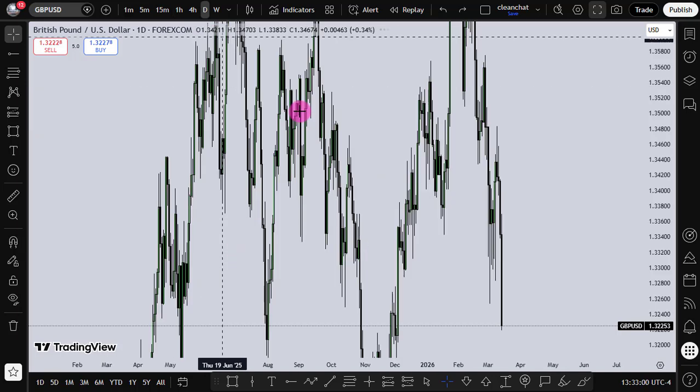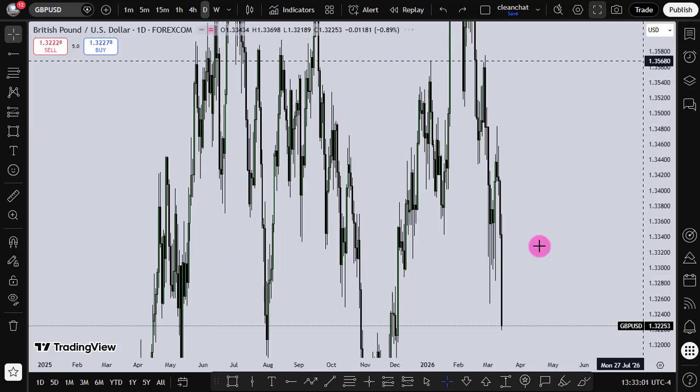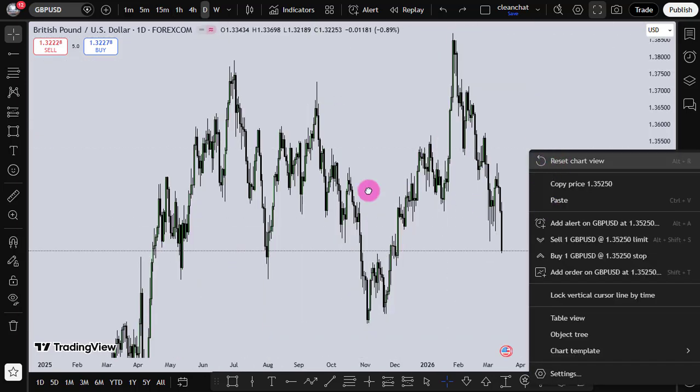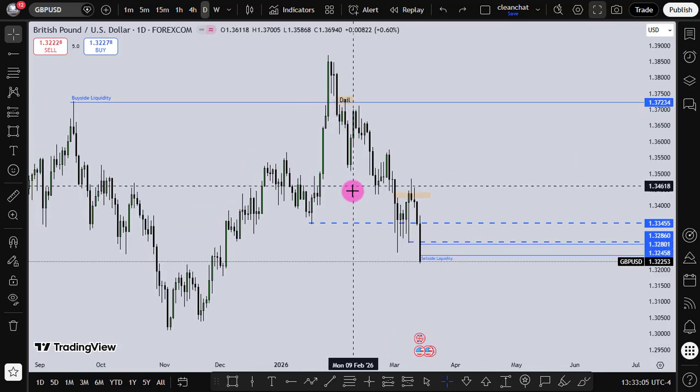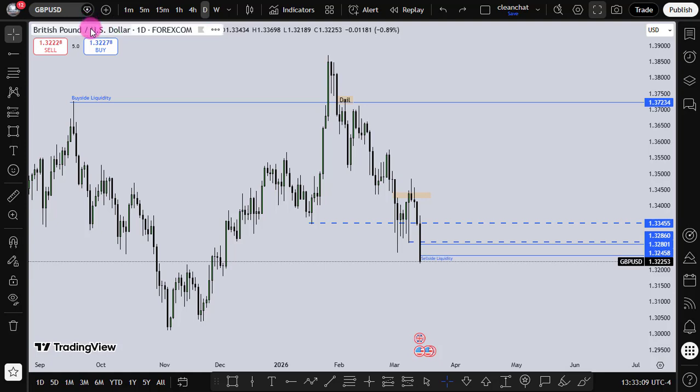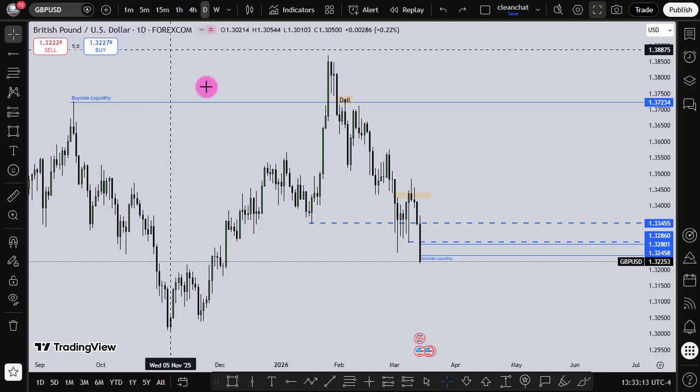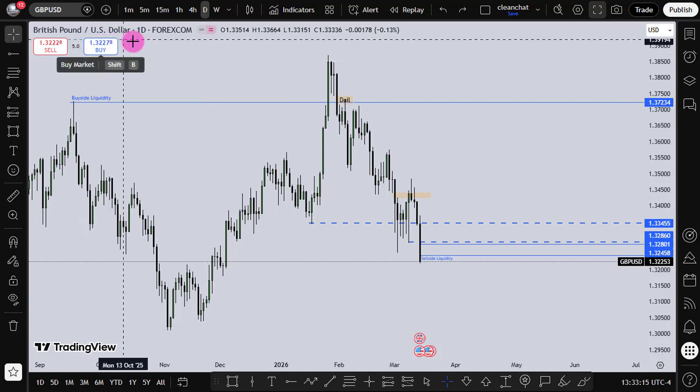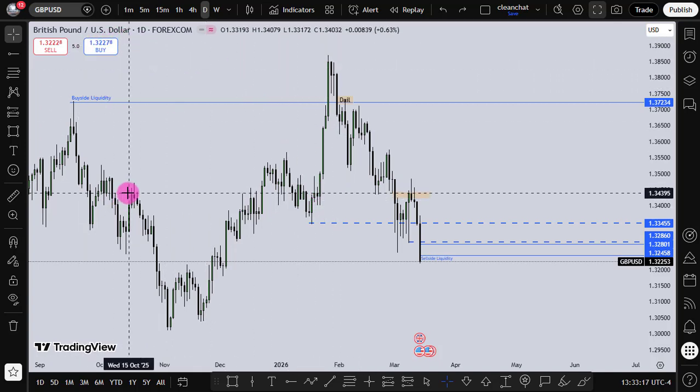They are all opposite of the DXY, so keep following me and then you get to understand the difference between the DXY and these two pairs. They are trading, this is the base currency and then this is the quote currency. So as the DXY is going up, the British pound USD will be going down. Same thing with the Euro USD and then the NZD USD.